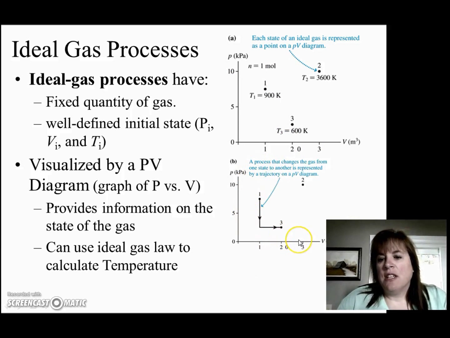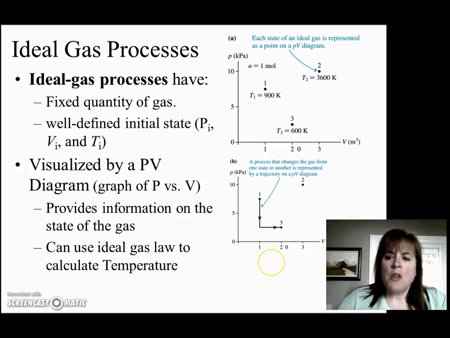So here actually is an example of a PV diagram with a process. When we look at an actual process on a diagram, we'll visualize it with these arrows that show us how the gas is changing over time. So let's talk about what those processes are.